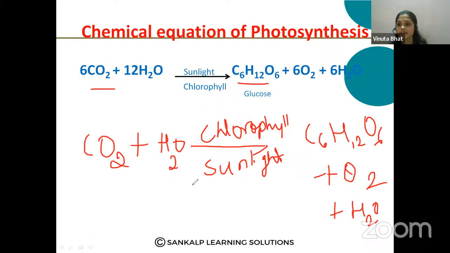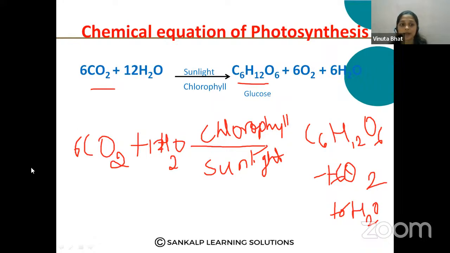So this is the chemical equation of photosynthesis, but you have to balance this equation. Already you have studied in chemistry how to balance a chemical reaction. Here the chemical reaction must be balanced, right? There must be an equal amount in the reactants and the products. So if we write 6CO2, 12H2O, then 6 oxygen and 6H2O on the product side, the equation will be completed.